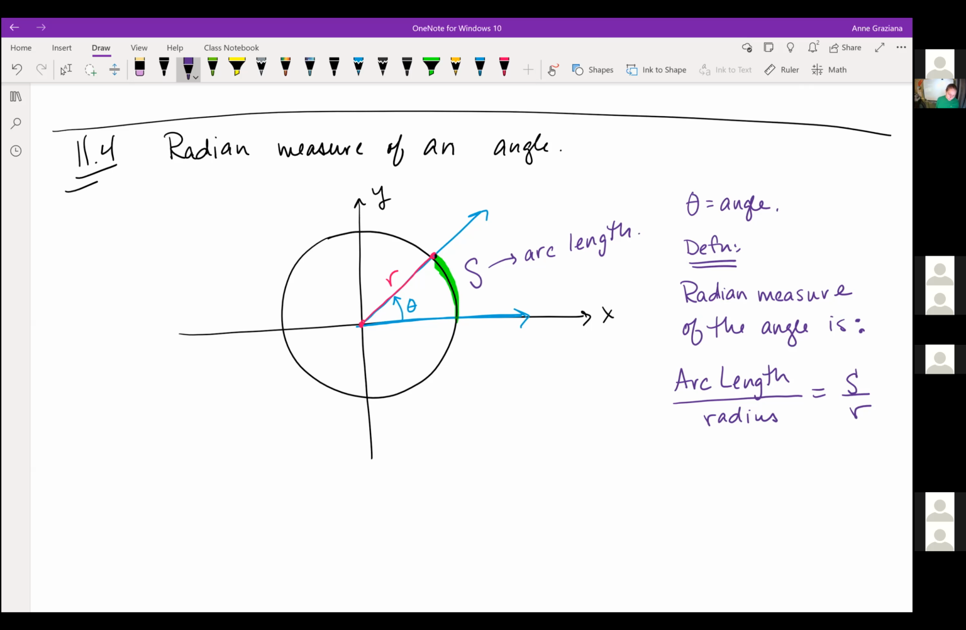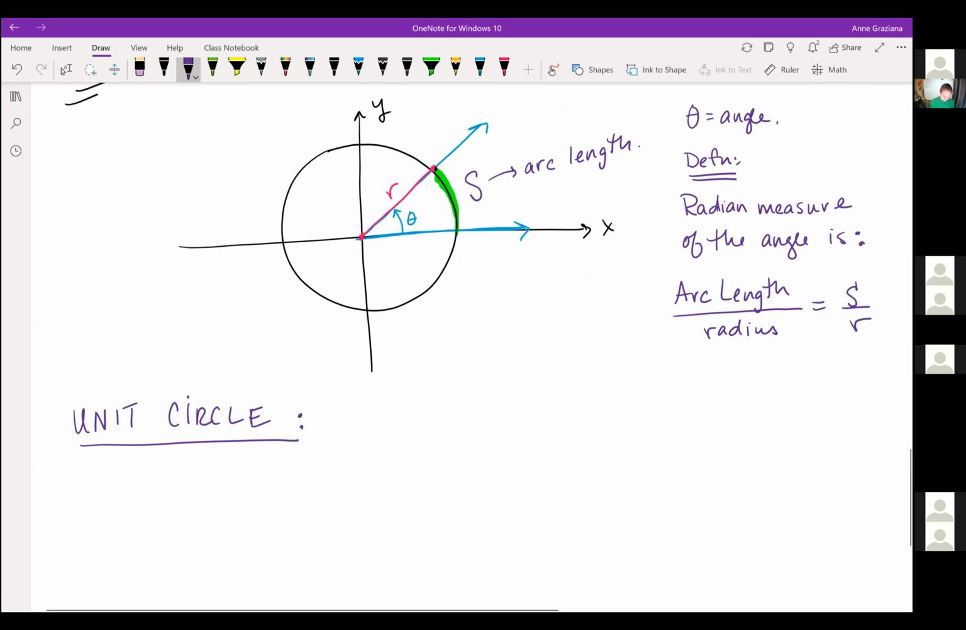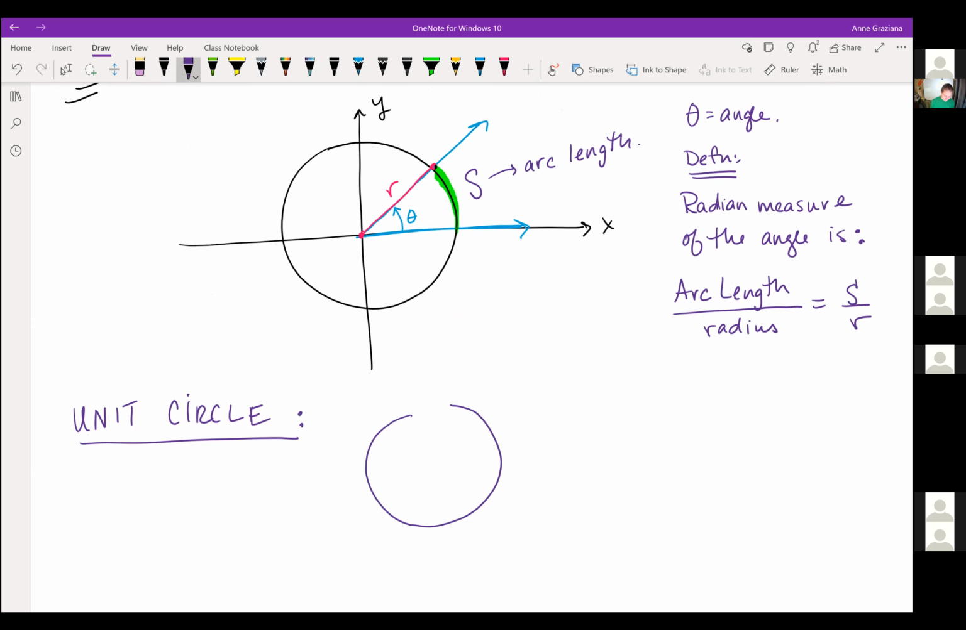Now, everything we've been doing has been on the unit circle. What is special about our unit circle? You're like, nothing. It has a radius of 1. Radius of 1. Yes, beautiful. Good. So on the unit circle, the radius is 1.